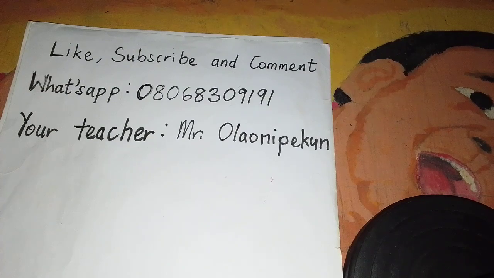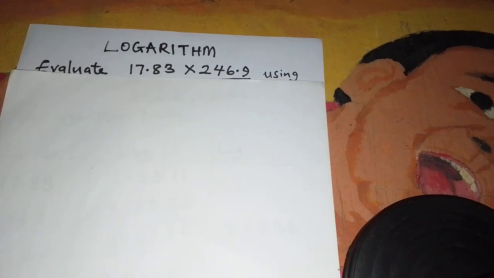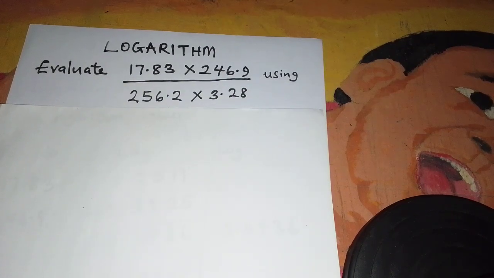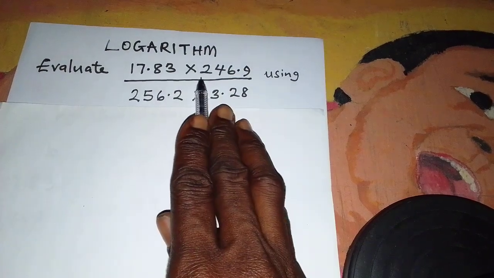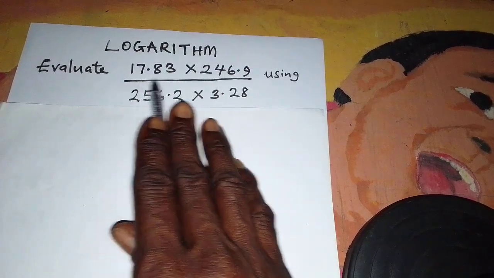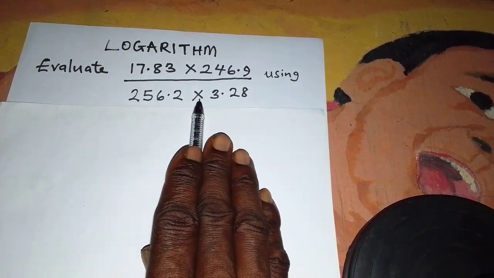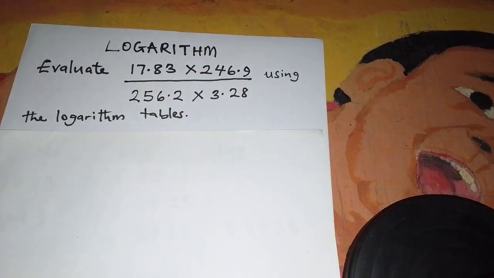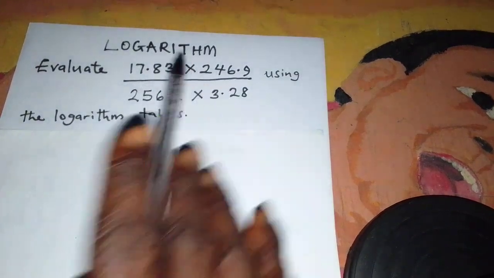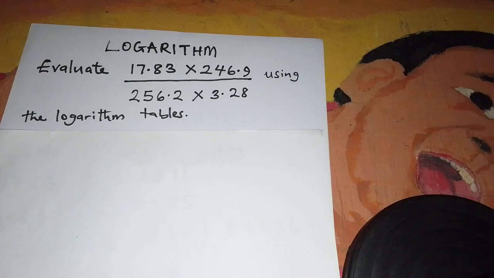Today we are going to combine the knowledge of the addition and subtraction of the logarithm that we learned in the last class. So now let's look at this question. Evaluate 17.83 times 246.9 divided by 256.2 times 3.28 using the logarithm tables. Now look at this. You are having multiplication and division all together. So this is what you are going to do.